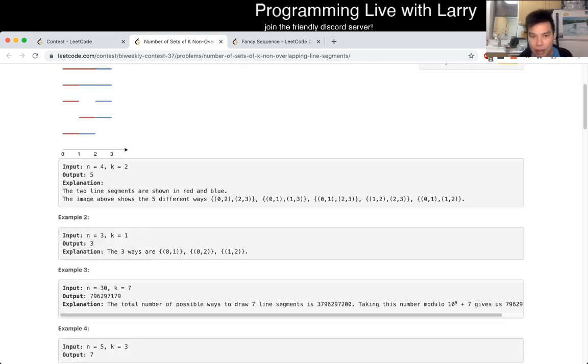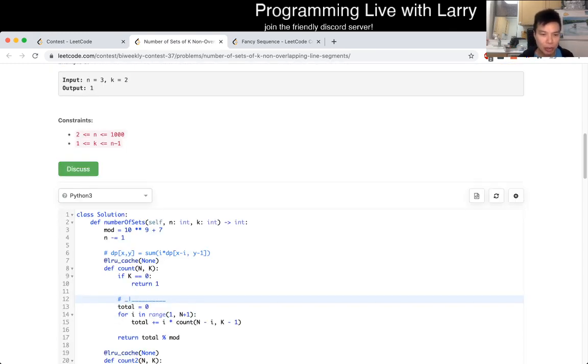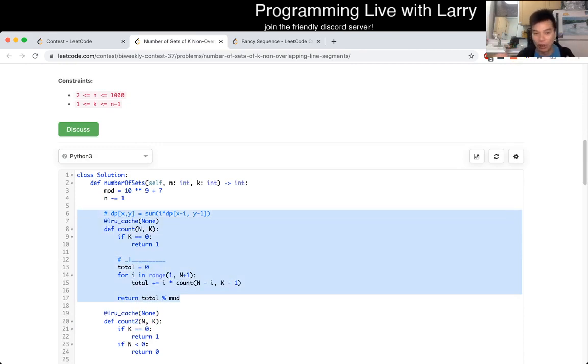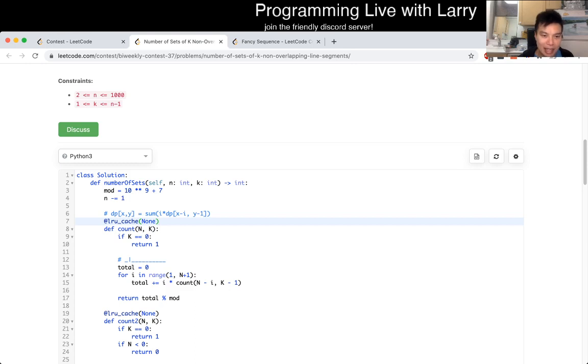So the first interpretation that I took was that I had this function, which is correct, by the way, but takes too long. Why does it take too long? Well, there are n square states because there are n square possible inputs to this function, and each of them takes O of n time to calculate, so it's going to be n cubed, and n is 1,000, so n cubed is too slow. But how does this interpretation work?